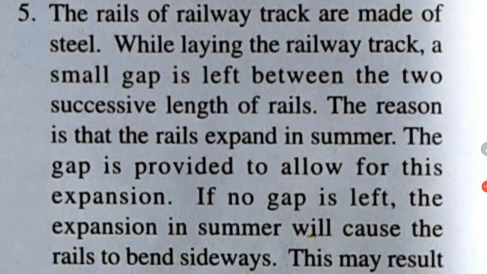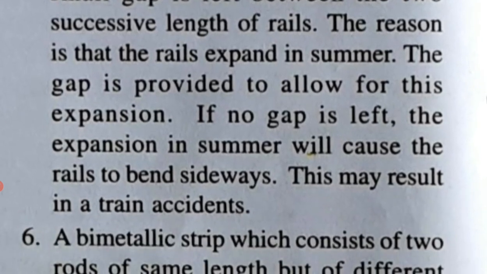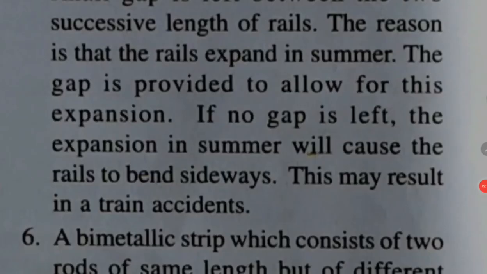Coming to the next point, which is point number 5 here, the rails of a railway track are made of steel. While laying the railway track, a small gap is left between the two successive lengths of rails. The reason is that the rails expand in summer. The gap is provided to allow for its expansion. If no gap is left, the expansion in summer will cause the rails to bend sideways. This may result in train accidents. Let us try to understand this point also.